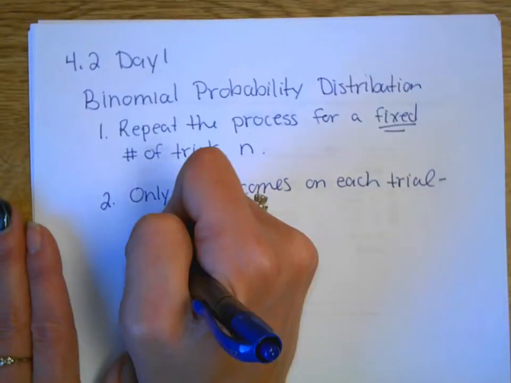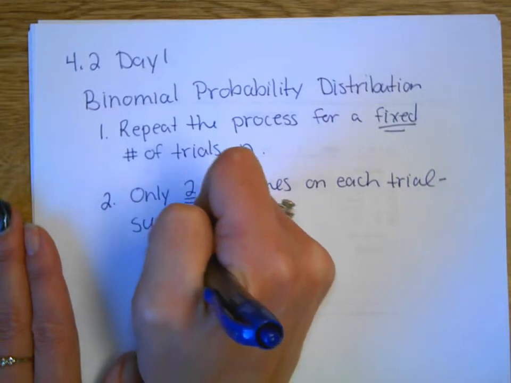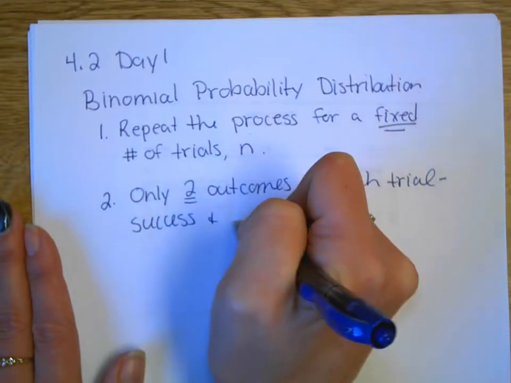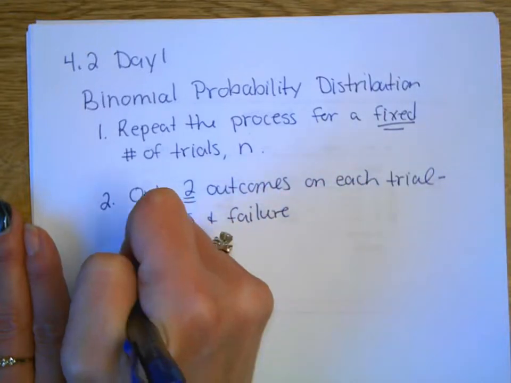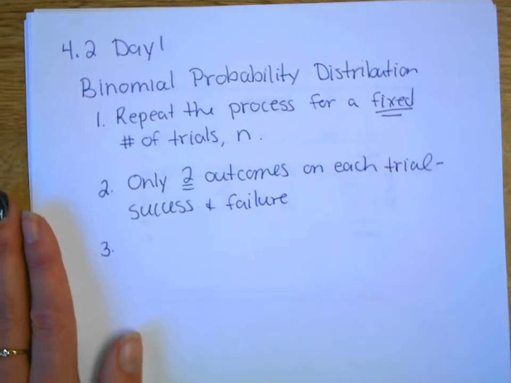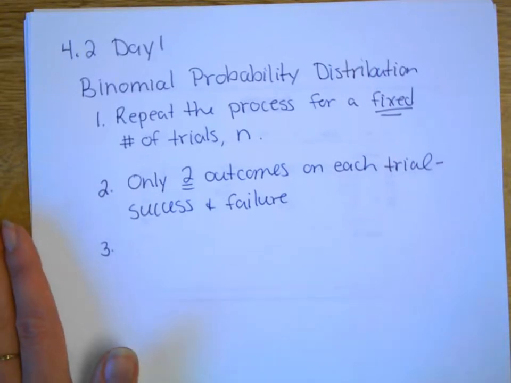The 2 outcomes are success and failure. And then the third thing is that the probability of a success has to be the same on each trial.